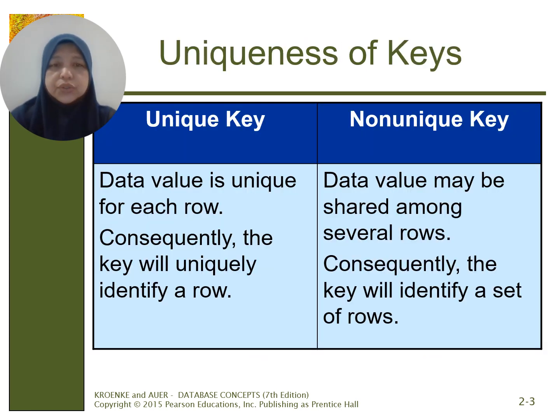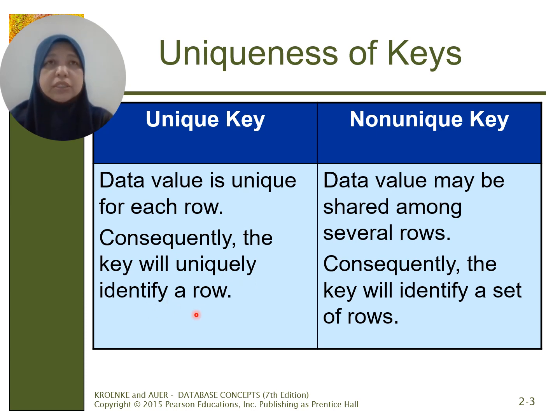First, uniqueness of keys. Some keys are unique, some keys are not unique. A unique key means the data value is unique for each row. For example, the ID just now: you can have 100 for Ali, 101 for Abu, 102 for Amina. You cannot have 100 for Alice. Consequently, the key will uniquely identify a row.